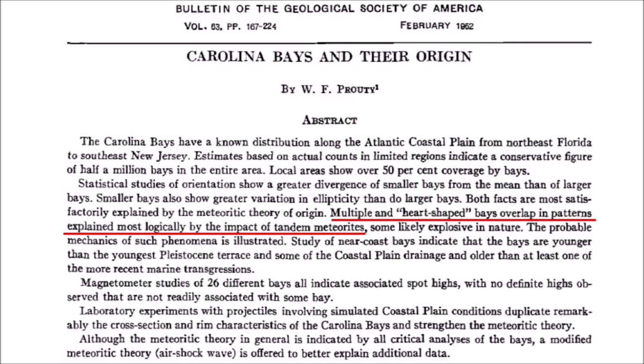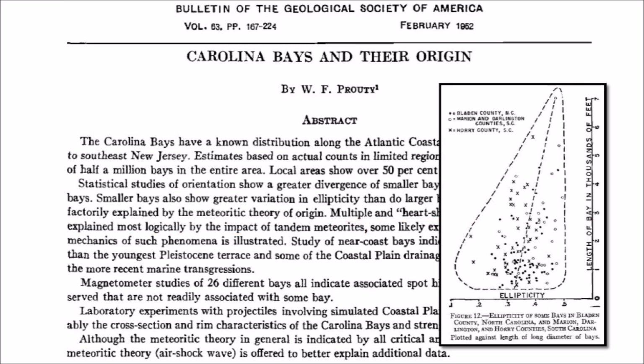In 1952, William Prouty also suggested that the Carolina Bays were of impact origin and pointed out that multiple and heart-shaped bays overlap in patterns explained most logically by the impact of tandem meteorites. Prouty confirmed the finding by Melton and Shriver that the ellipticity of the bays varies by length. From the very beginning, the elliptical geometry of the Carolina Bays has been associated with hypotheses about their impact origin and the angle of the impact.